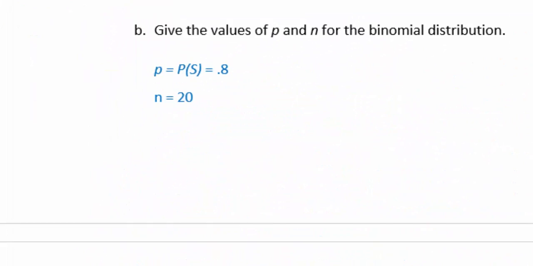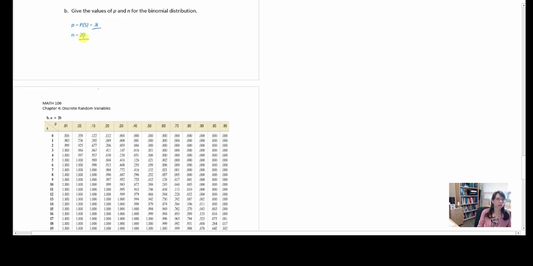Part B says give the values of p and n for the binomial distribution. So we've just talked about that. Our p value is the probability of success, or p of S, and that was given in the problem as 0.8. n represents the number of trials, and there were 20 observations. So that tells us that we need to use the binomial probability table associated with an n value of 20, and then our probability of success 0.8 tells us that we're going to use column 0.8.